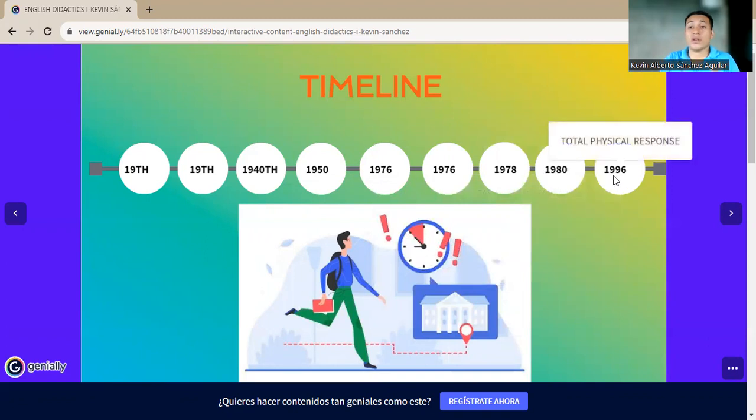After that, we have total physical response. And this is one of the methods that we still have nowadays. You might be wondering why, because this method is so important when teaching kids. I remember that I have watched many different videos on how to teach English to kids, and basically one of the approaches and methods that they use is total physical response, TPR. This is very important because in that way we avoid saying to the kid, okay, kid, look at this, let's stand up. We use movements, we use our body to tell them or to teach them different things. So this is one of the good methods that we have.